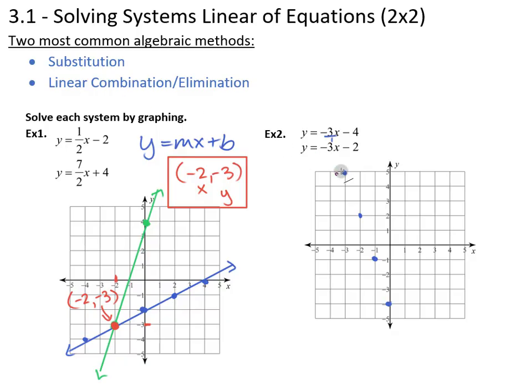Okay, so there is our line for our first equation. Now we need to graph our second one, and we're looking for where they intersect. So my second one has a y-intercept at -2.